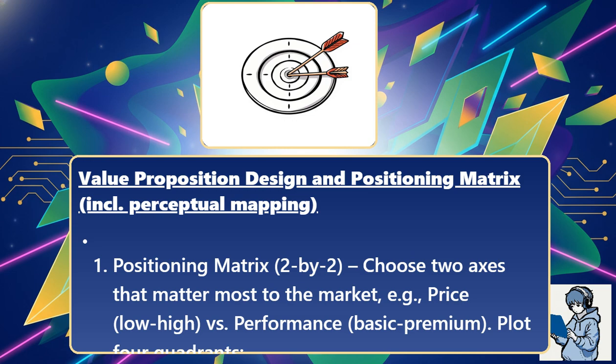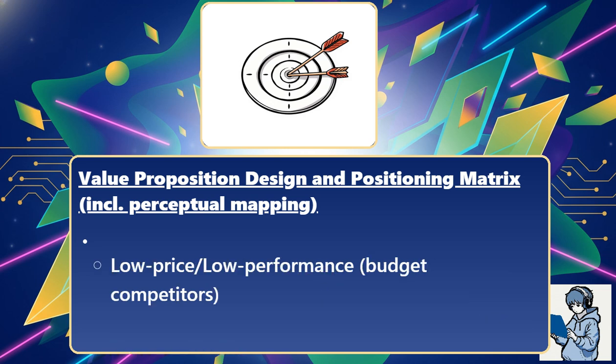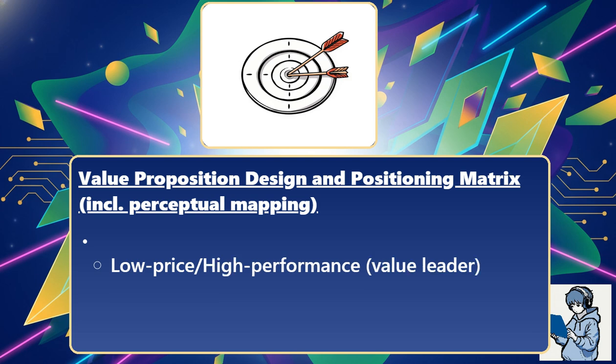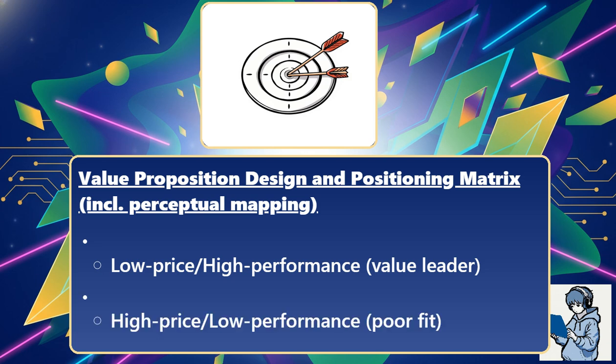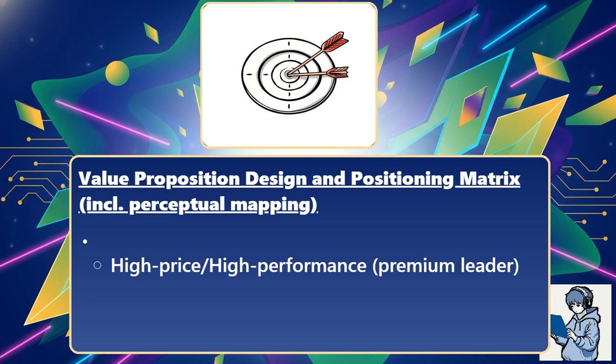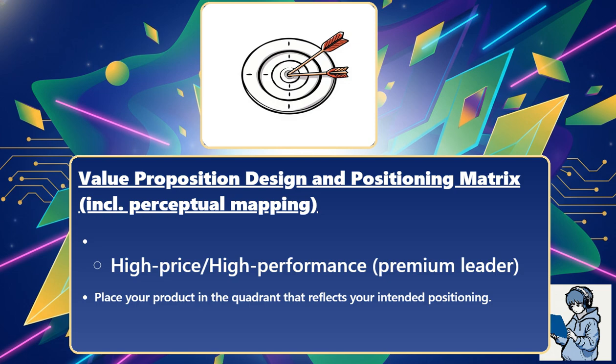3. Positioning matrix 2 by 2: choose 2 axes that matter most to the market, e.g. price, low, high versus performance, basic, premium. Plot 4 quadrants. Low price / low performance, budget competitors. Low price / high performance, value leader. High price / low performance, poor fit. High price / high performance, premium leader. Place your product in the quadrant that reflects your intended positioning.